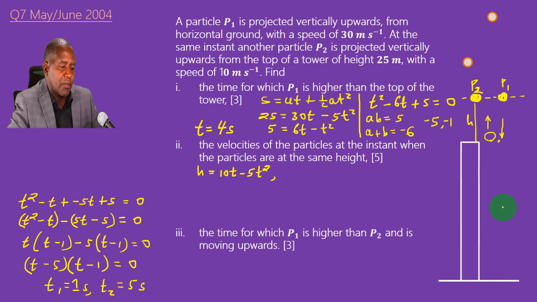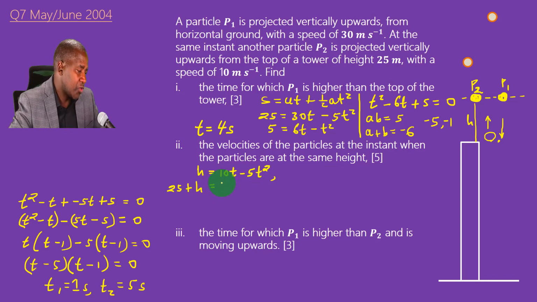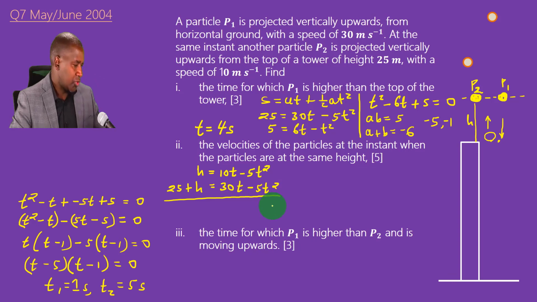Let's look at particle P1. It will be 25 plus h, because that is its displacement. It's going to be equal to ut, which is 30t, again minus 5t squared. I've got two expressions that I can solve simultaneously. How do I do that? So I've got the two expressions and I want to find the difference.